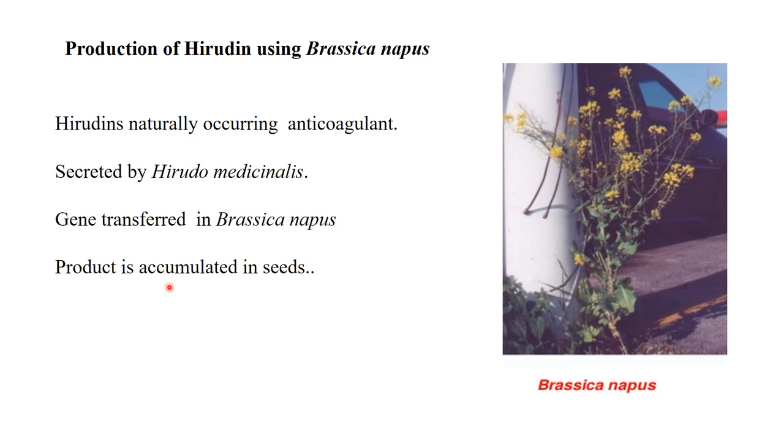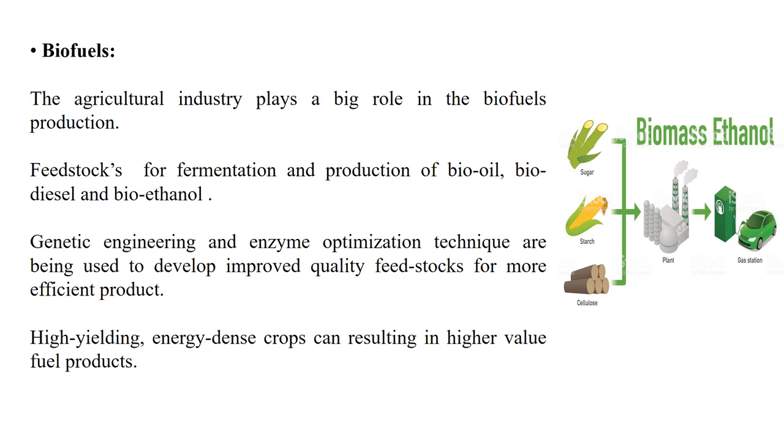The product that is herodine is accumulated in the seed of the Brassica napus, and it is extracted by the downstream processing. Biofuel production, the use of biological and biotechnology for the production of biogas, bioethanol, and different types of biologically useful products. The agriculture industry plays a big role in the biofuel production.